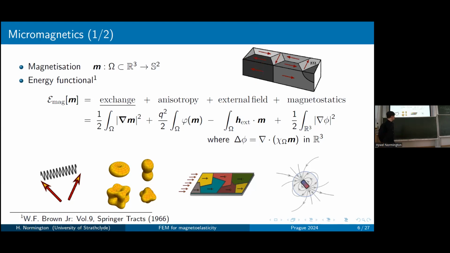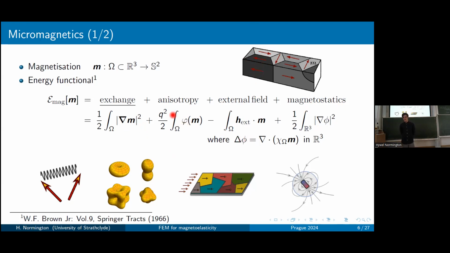And the way we describe this phenomenologically is with this term here, which is the gradient of m, and simply minimizing this energy means that we want to lower the amount of change we observe throughout the material. They all want to point in the same direction.